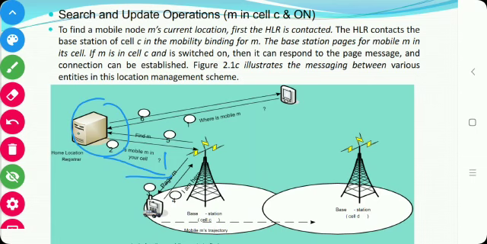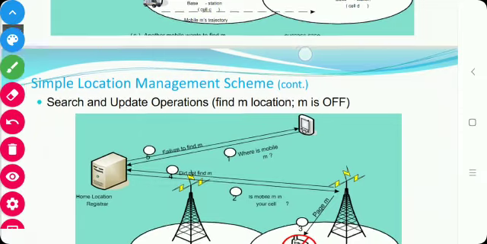Paging means it sends a message, which is used to search the mobile's current location. So the base station pages for the mobile node in its cell. If that mobile node is in cell C and it is turned on, then it can respond to the page message and the connection is established when that mobile node is switched on. If that mobile node is switched off, see here.